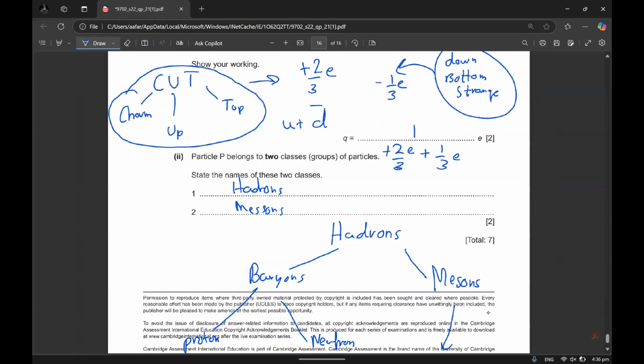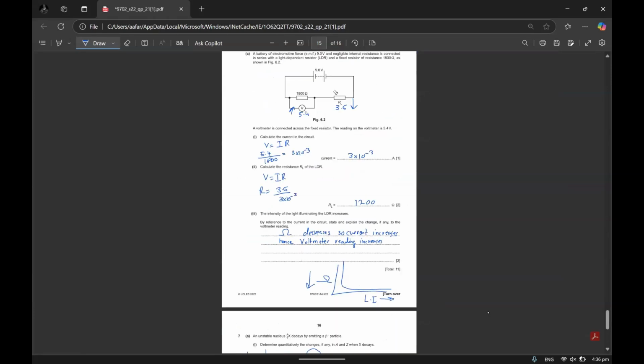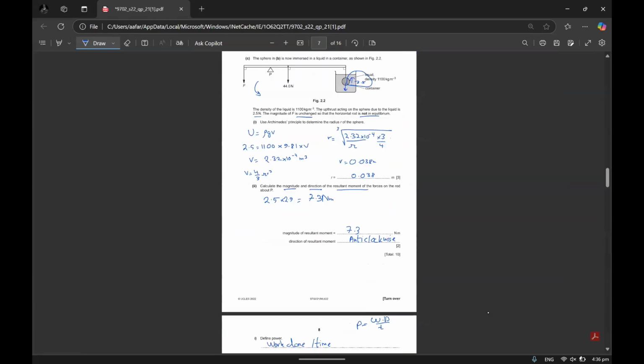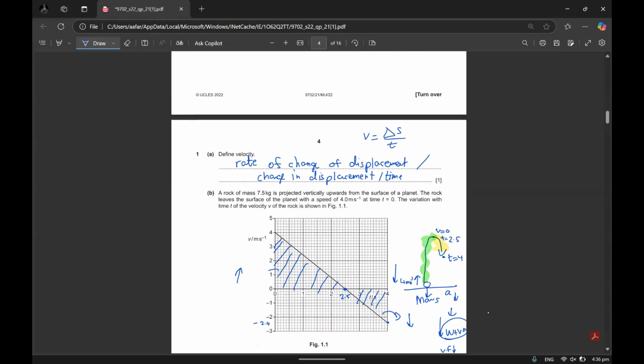This fundamental nuclear physics is mostly memorization. Hopefully, this paper was not too difficult to solve.